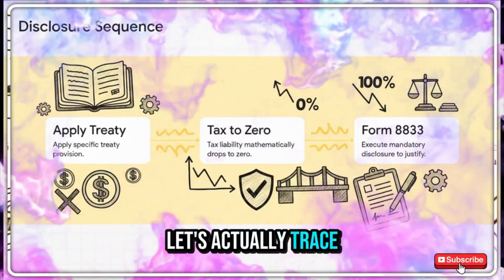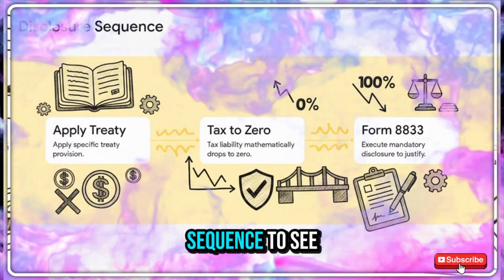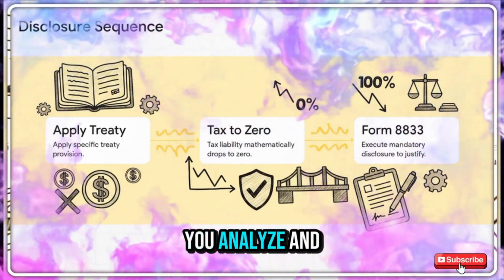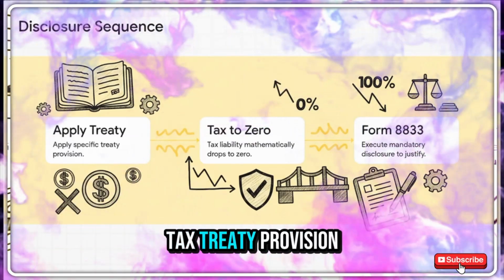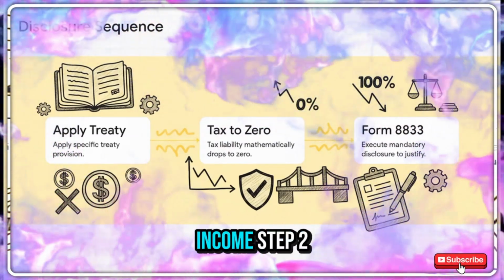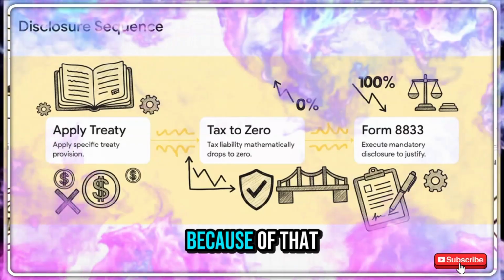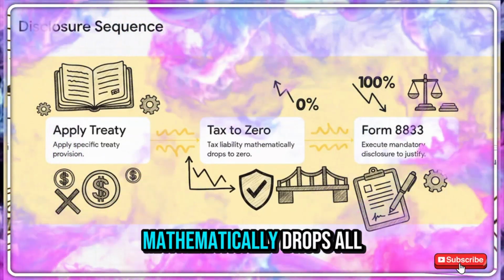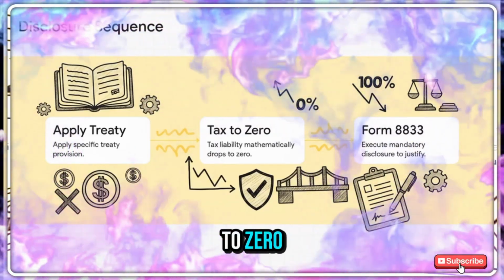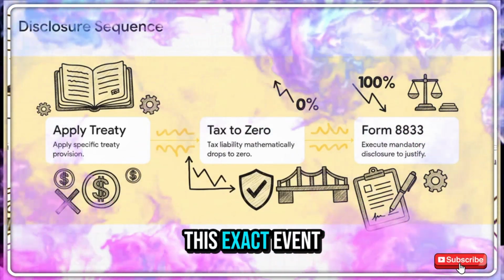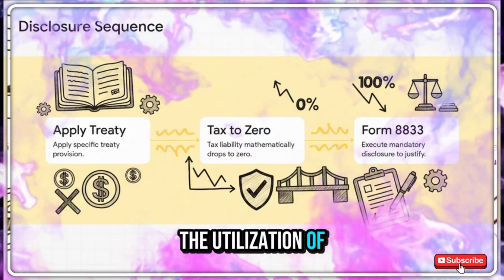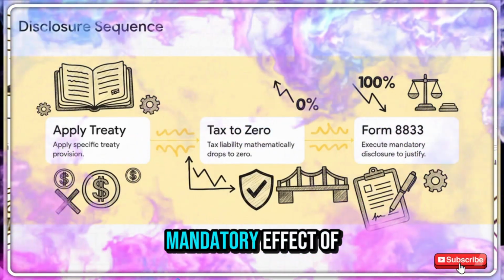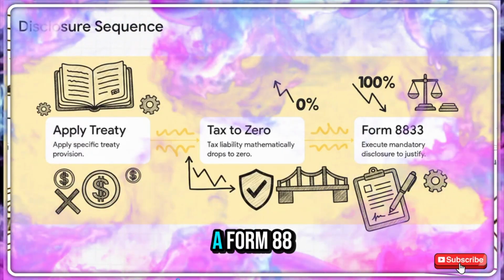Let's actually trace this cause and effect sequence to see how it works in practice. Step 1. You analyze and apply a specific tax treaty provision to your generated income. Step 2. Because of that precise provision, your calculated tax liability mathematically drops all the way down to zero. And step 3. This exact event, the utilization of the treaty to eliminate your tax burden, directly triggers the mandatory effect of executing a Form 8833 disclosure.